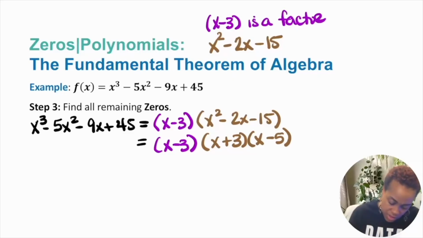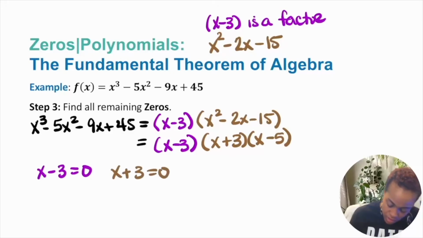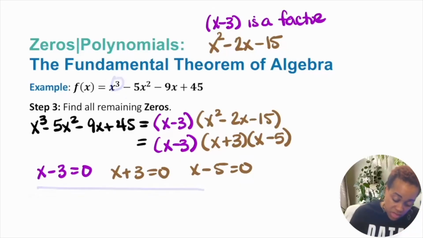So then, because these are all factors, that means I can take x minus 3, set it equal to 0. X plus 3, set it equal to 0. And then x minus 5, set it equal to 0. It says we're supposed to have 3 zeros, and we found 3. So I say we've done good.